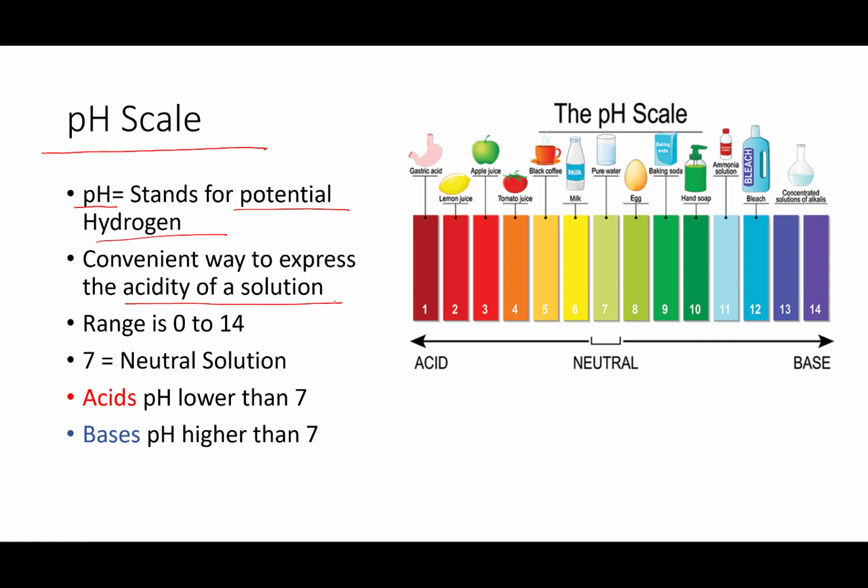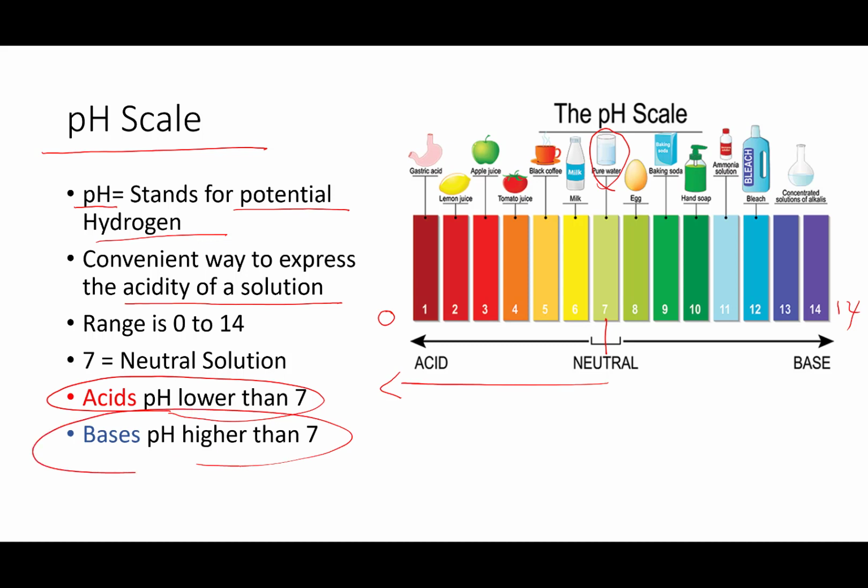The pH scale ranges from 0 through 14. Neutral is 7. A nice pure sample of water is going to have a pH of 7. And then anything with a lower pH than 7 is going to be acidic, and anything with a higher pH than 7 is going to be basic. And as you get to the extremes on both ends, you're going to get things that are much more basic and much more acidic.